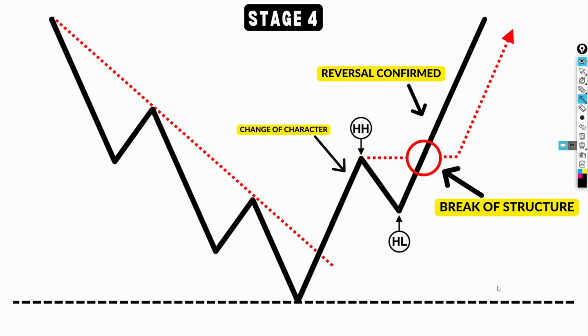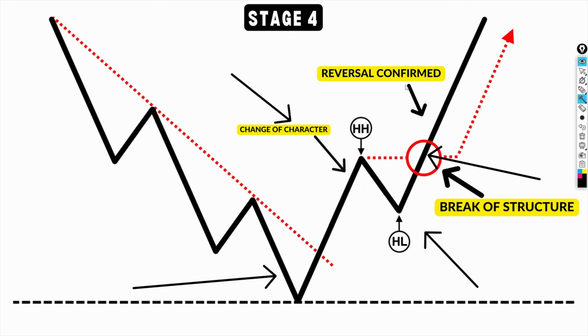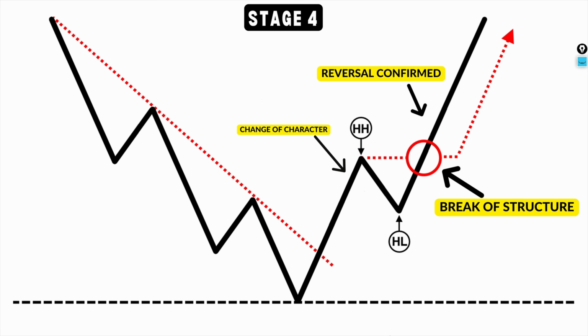And this is the final stage, the fourth stage of reversal, in which you will find market creating reversal structures, showing loss of momentum, change of character, and ultimately giving us a break of structure, which will confirm a reversal. So now you know how reversal happens in the market. It will be easy for you to trade with any price action strategy. So let's move on to the strategy part.